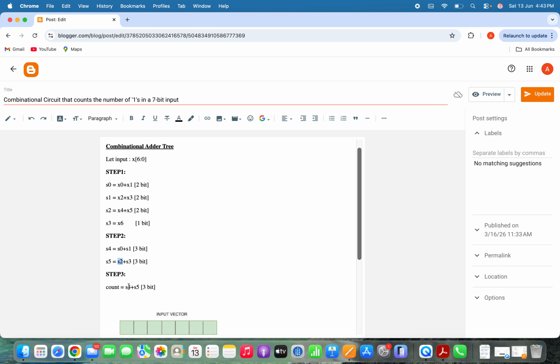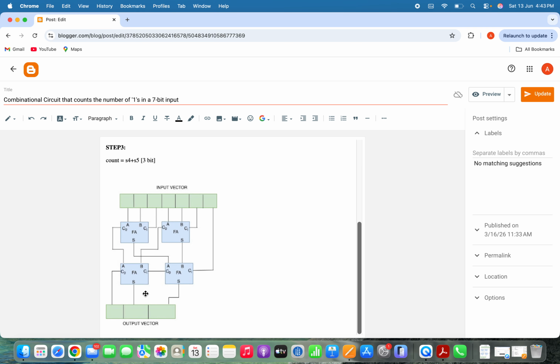At this stage, the 4 partial counts have been reduced into 2 larger counts. And finally, we add the 2 intermediate results, S4 and S5. This produces the total number of 1s present in the input vector, and this final result is the population count or Hamming weight of the input vector.